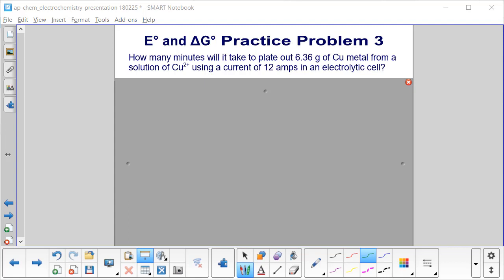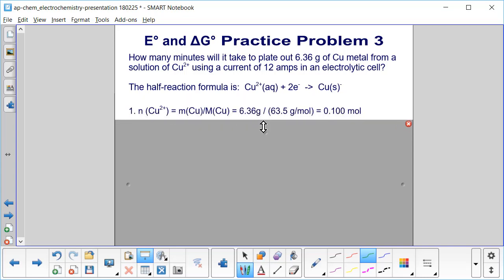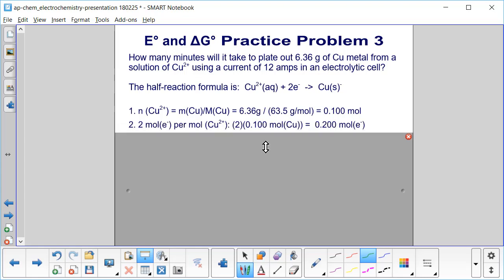How many minutes will it take to plate out 6.36 grams of copper metal from a solution of copper 2+ using a current of 12 amps in an electrolytic cell? So here's the half reaction for the plating of the copper. Start by finding the moles of copper, which is the mass of the copper divided by the molar mass. So 6.36 over 63.5 grams per mole is 0.1 moles. And you can see that there are 2 moles of electrons per mole of copper.